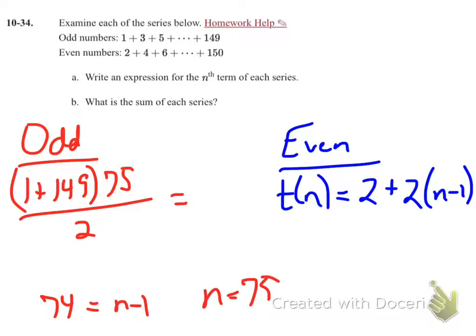That is going to end up equaling, that is the wrong number here. That's going to end up equaling 5,625. I'm going to do the same thing for the even numbers.